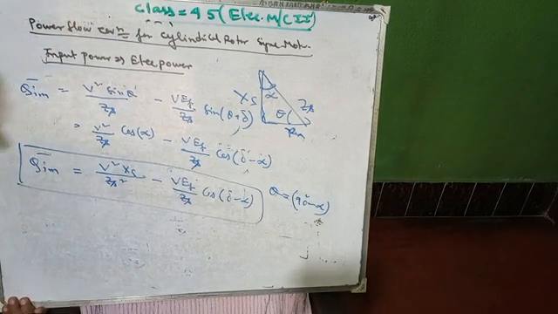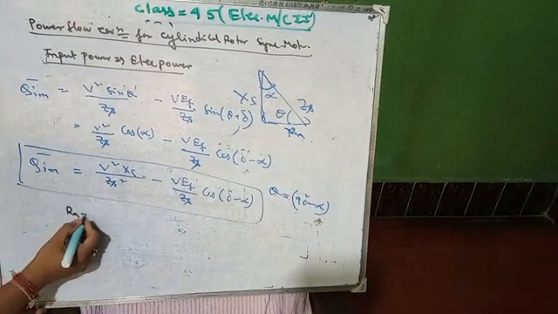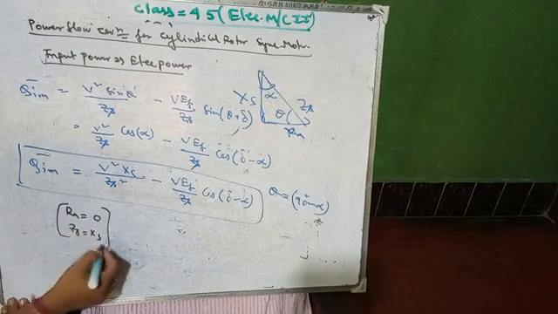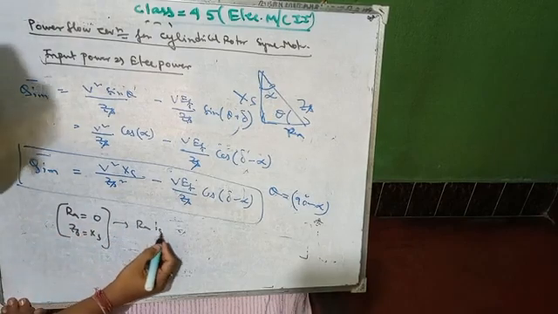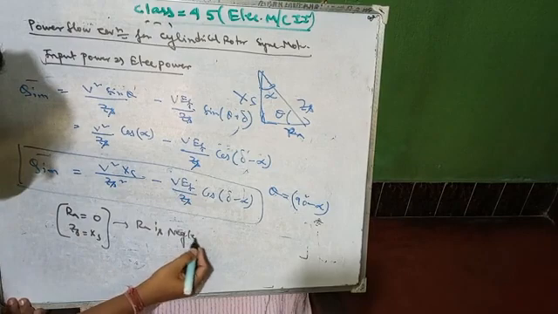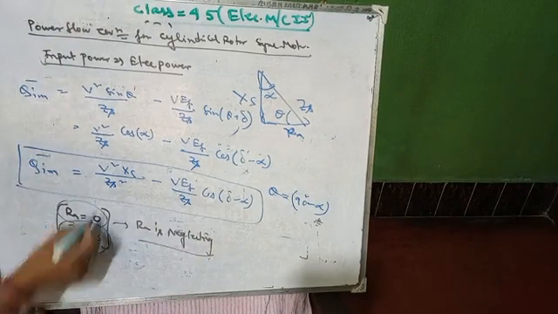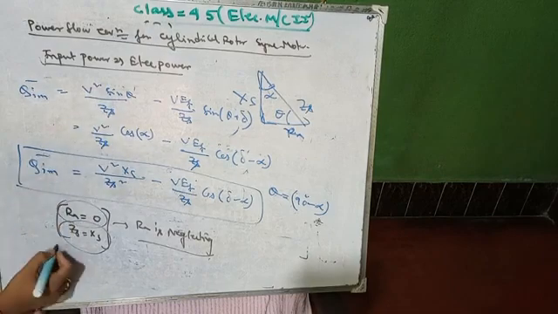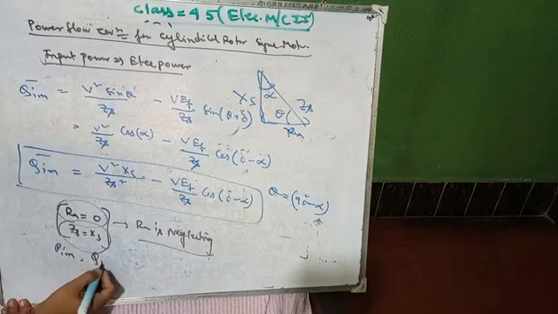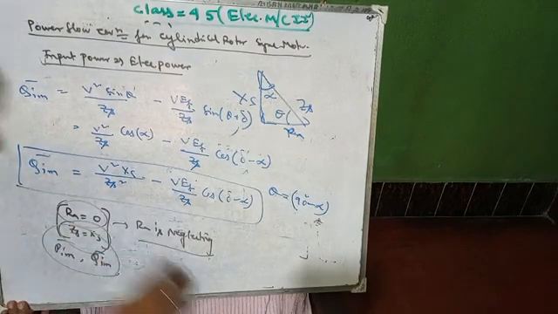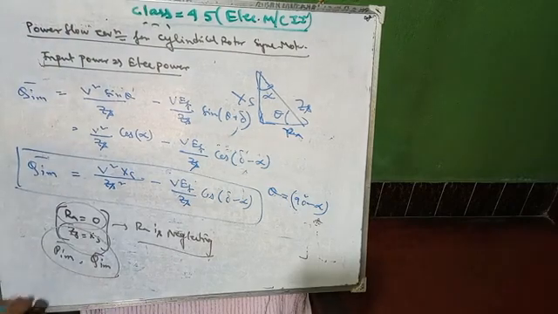What happens if we apply RA equals 0? Then ZS equals XS. This is the special case when RA is neglected. Then RA equals 0 and ZS equals XS, and you can modify the PIM and QIM values. Accordingly you can easily find the values when the armature resistance RA is neglected.